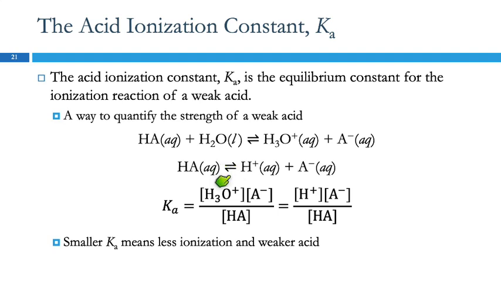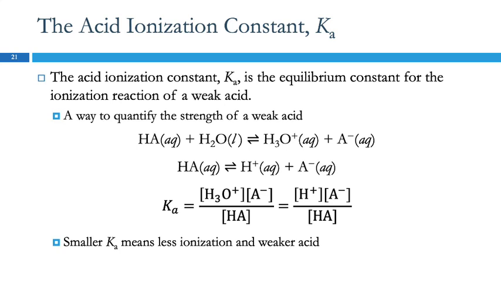So for this one, then we can say, well, it's H plus times A minus over HA. If we have a small equilibrium constant, that means that the numerator concentrations are small relative to the denominator, right? The product concentrations are small relative to the reactant concentrations. The reaction does not go very far. Right? A large K is a stronger acid.